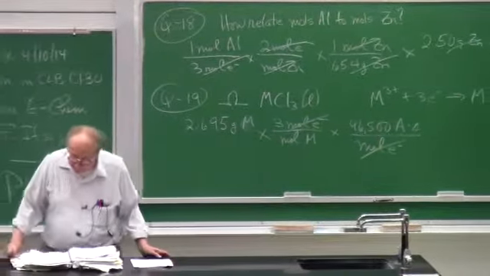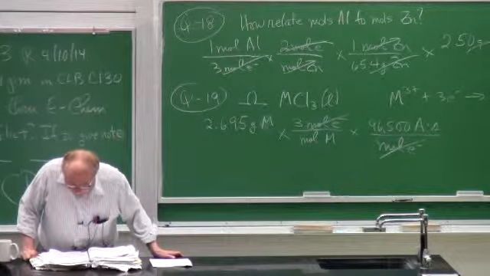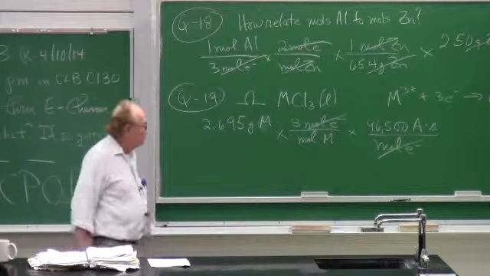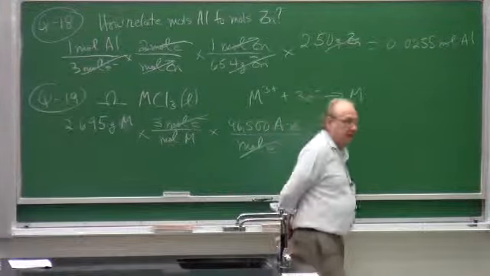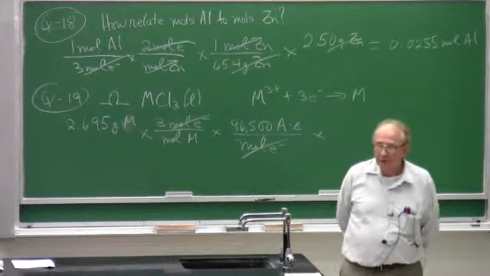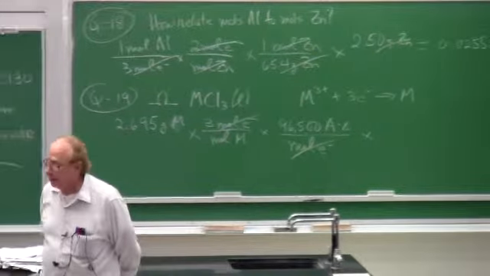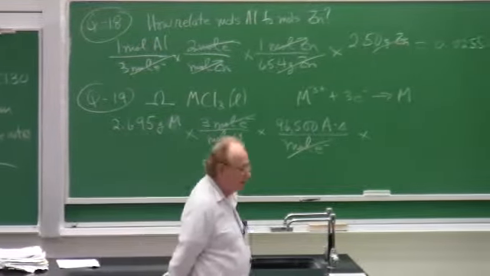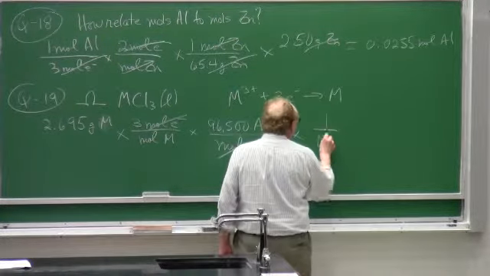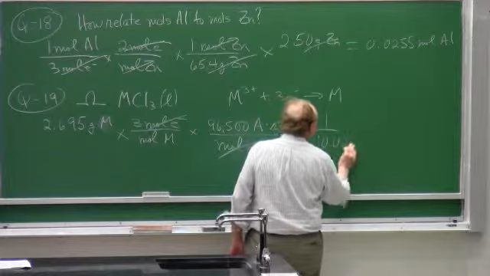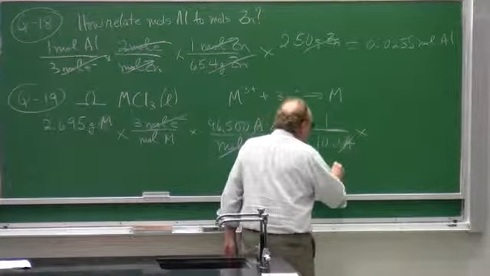Now then, the remaining information in question 19 says, I'm running this current for 25 minutes and it's a 10 amp current. What do I want to do with the 10 amp current? Multiply or divide? Don't you want to multiply and get amps squared, whatever the hell that would mean? And there goes amps.